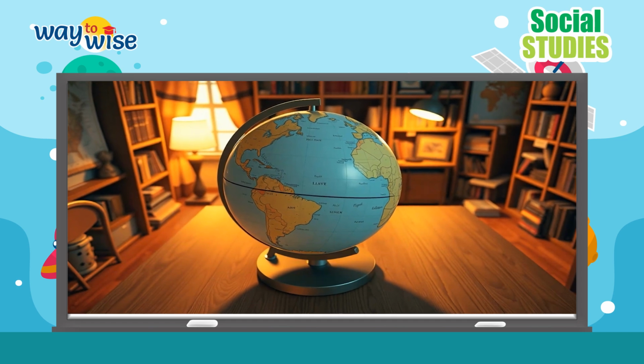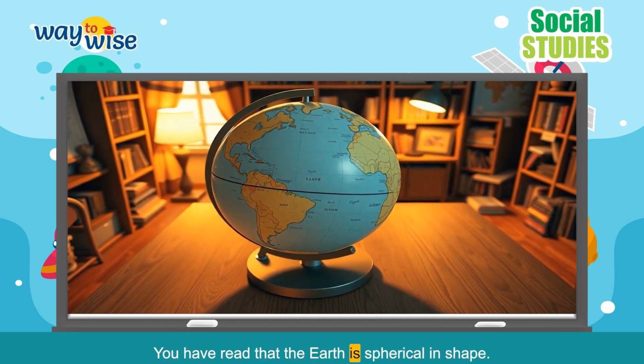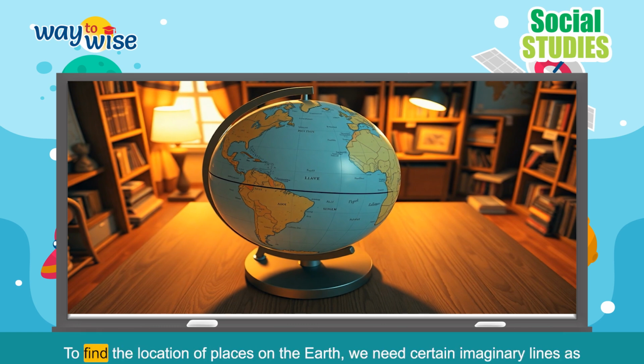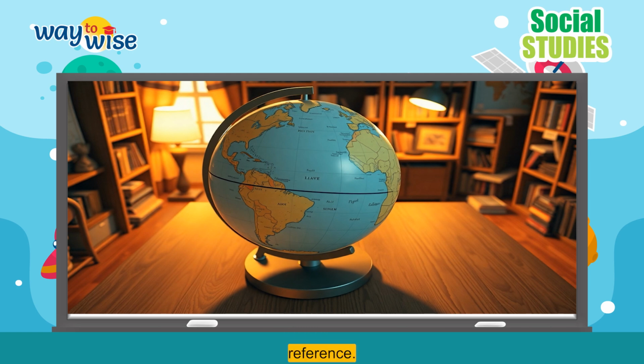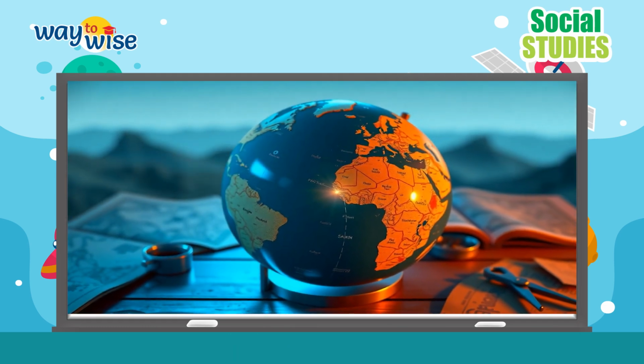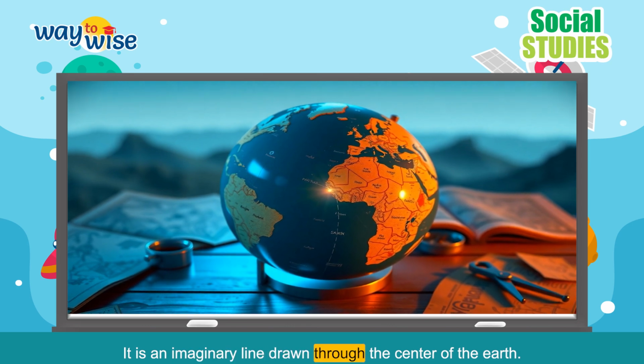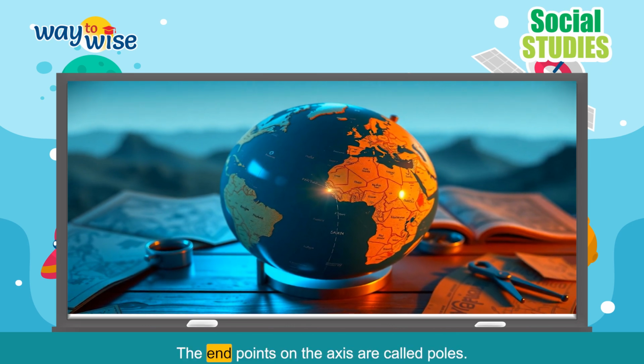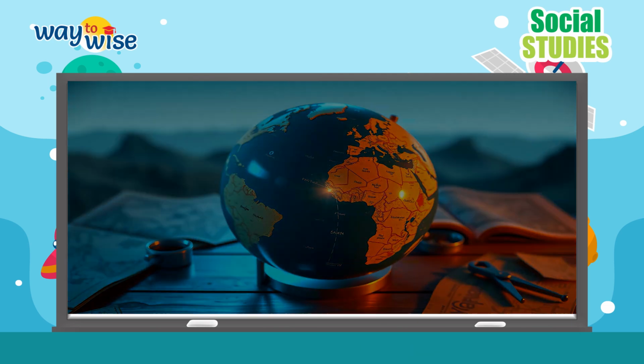Parallels and meridians. You have read that the Earth is spherical in shape. To find the location of places on the Earth, we need certain imaginary lines as reference. These lines are called parallels and meridians. The Earth rotates on its axis. It is an imaginary line drawn through the center of the Earth. The end points on the axis are called poles. The poles are used as fixed points. The point on the top is the North Pole. The one at the bottom is the South Pole.